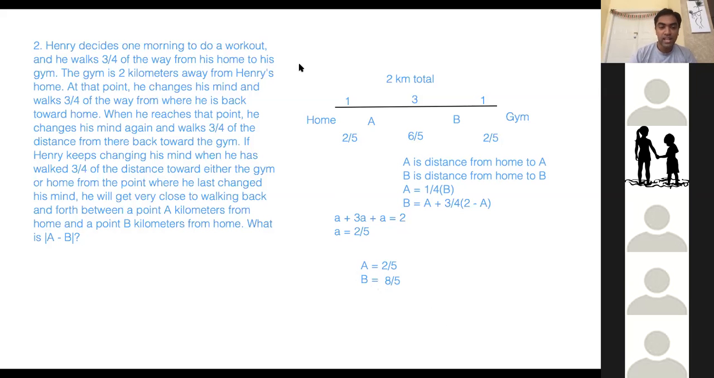So now what we're asked here is what is the absolute value of A minus B, and that's essentially the distance between point A and point B, because we're saying it's a point A kilometers from home and a point B kilometers from home. So what is this distance? And this would just be 6/5 here. Because of this ratio 1 to 3 to 1, we can just compute this directly as being 6/5. Any questions on this?